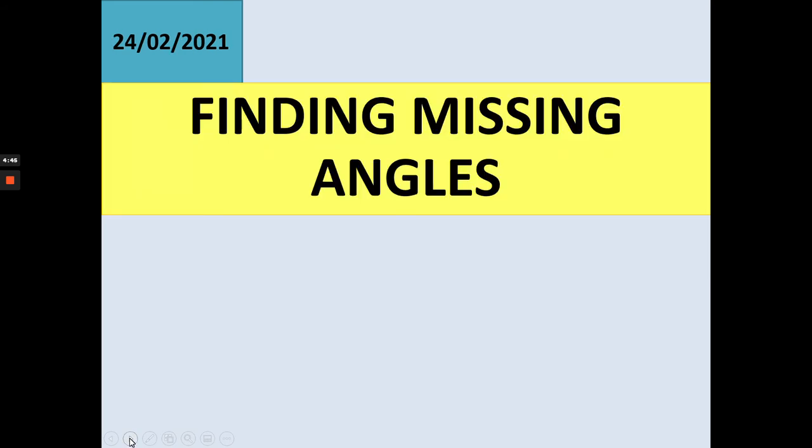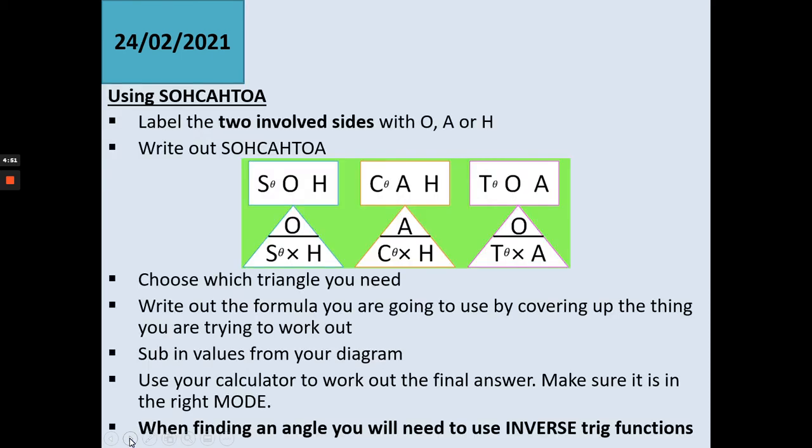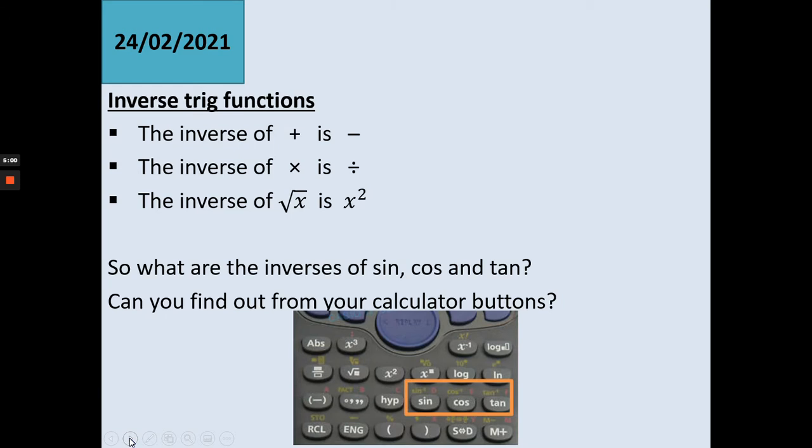Finding missing angles. So we're going to do exactly the same, apart from when we use our buttons, we're going to use our second function of our buttons. Okay. So everything stays the same as we had before, but we're going to use the inverse trig function, which is on your calculator, the bit that's above the sine, the cosine and the tan.